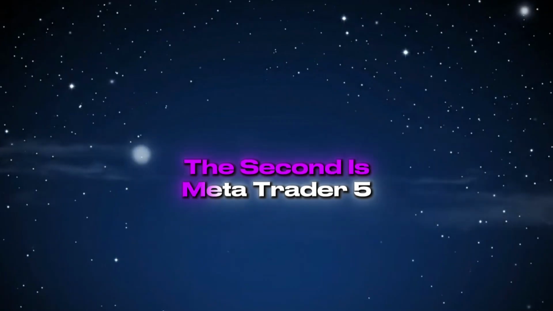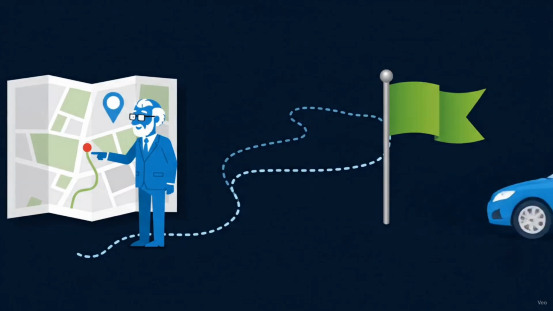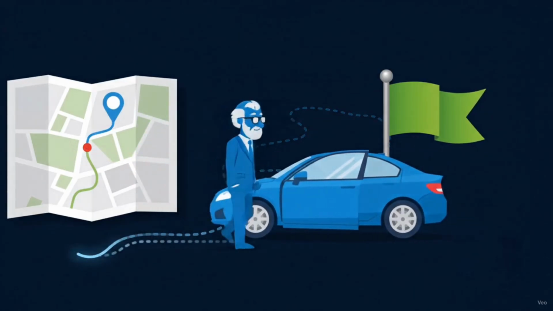The second is MetaTrader 5, also called MT5. This is where you actually place your trades. Think of TradingView as your map and MT5 as the car that takes you to your direction. It is also free to download.